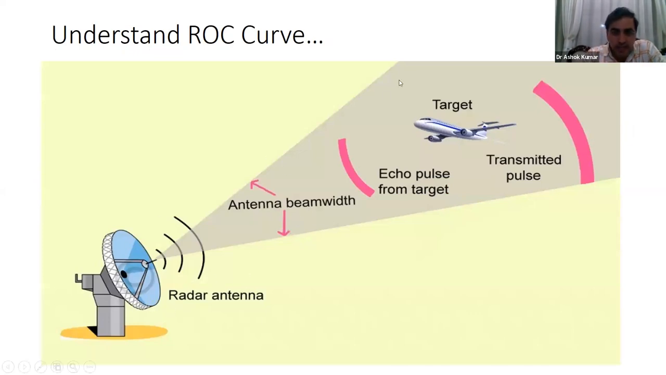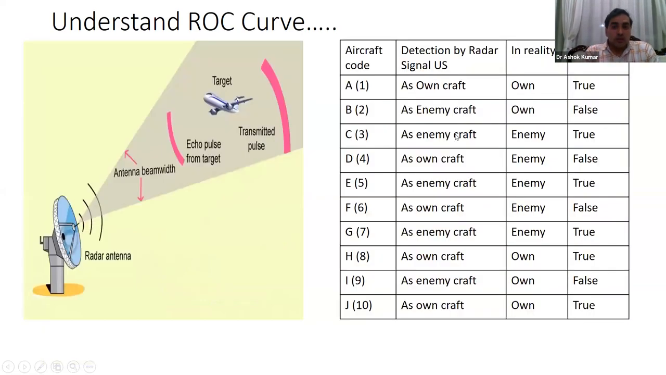So in this picture, you can see a radar antenna, and this is the antenna beam width. You can say this is a gray color, and this is a target. This is an enemy, a disease or enemy, and there is a beam, and these are the echo pulses from the target. When the beams strike the target, they come back to the radar, and the radar interprets whether this target is our own or an enemy aircraft.